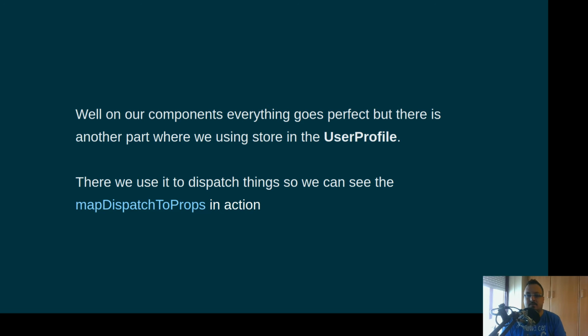Until now we have seen how we access the Redux state as a component prop. But if we go to the user profile page in our example, we will see that we use the store there. We need to access some properties, but we were also dispatching some actions. So it's nice to see the second argument for connect, that is mapDispatchToProps. And you're going to be using this a lot in the projects.